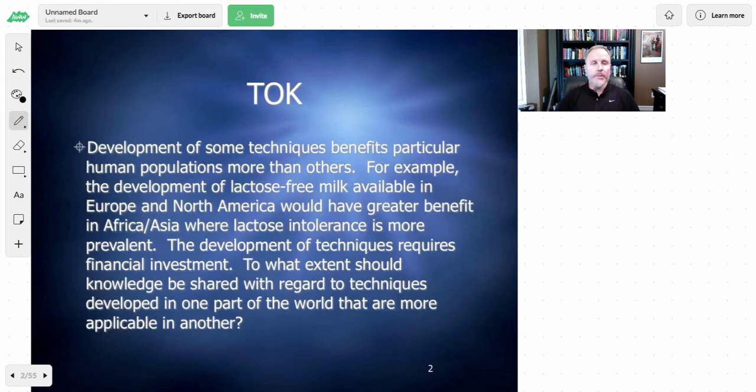Okay? So, from a TOK standpoint, the first question says development of some techniques benefit particular human populations more than others. For example, the development of lactose-free milk available in Europe and North America would have a greater benefit in Africa and Asia, where lactose intolerance is more prevalent. The development of techniques requires financial investment. To what extent should knowledge be shared with regard to techniques developed in one part of the world that are more applicable in another? So go ahead and write that down where you've been writing your other TOK questions down, and then we'll discuss that in class.